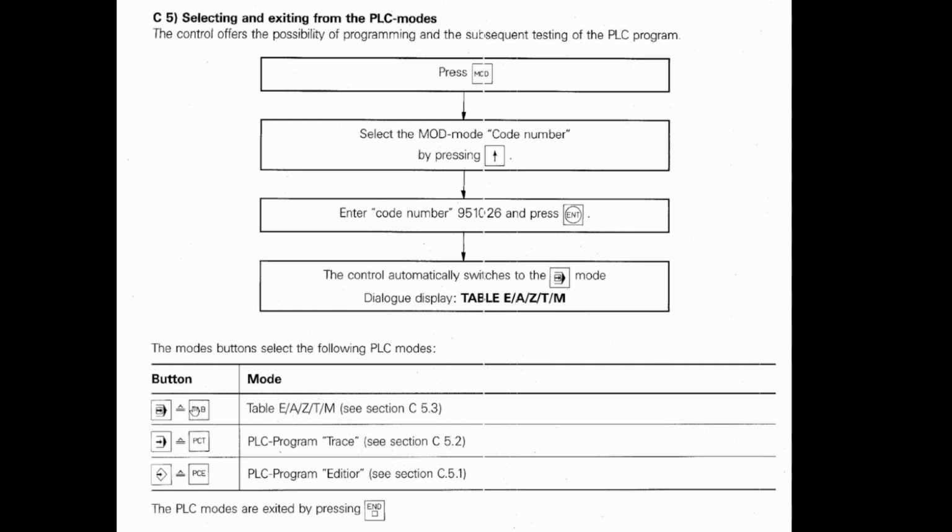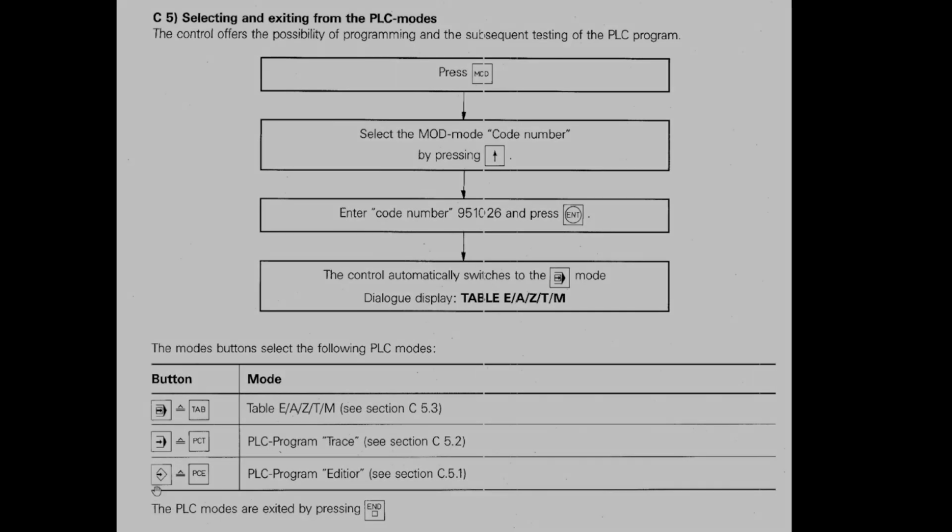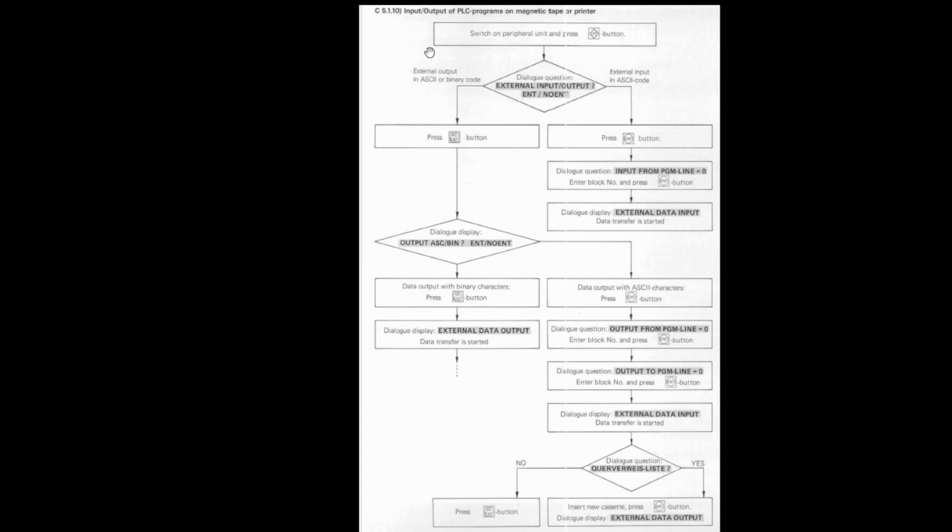So you can see here, if you hit the tab button, you will have to press the single block mode and so on. And the one we want is the PLC programming editor, and it's the editing button. Okay, so now we've got into the editor mode for the PLC programming.